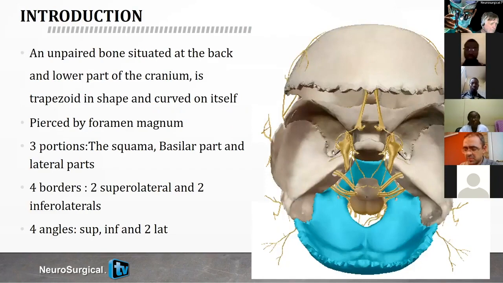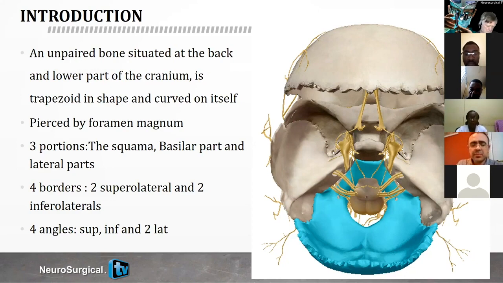As an introduction, we'll say that the occipital bone is a trapezoid-shaped, unpaired flat bone, which is situated at the back on the lower part of the cranium. It is pierced by the foramen magnum, through which the cranial cavity communicates with the vertebral parts. It is made up of three portions.